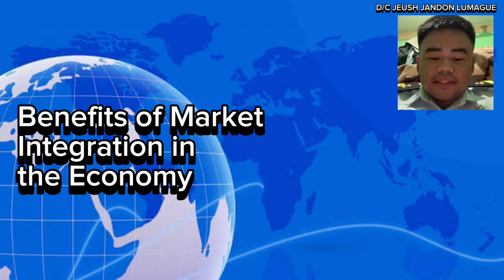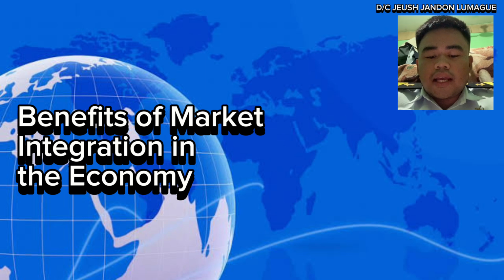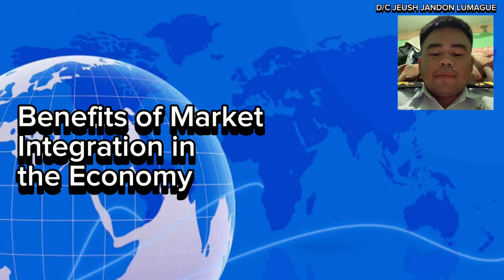Second one is access to large markets. Firms gain access to a broader customer base through market integration, leading to increased sales and revenue opportunities. This expansion enables businesses to diversify and tailor their products to different consumer needs globally. Third one is economies of scale. By operating in multiple markets, companies can scale up their production, which lowers the average cost per unit. This results in lower prices for consumers and higher demand, further driving economic growth.